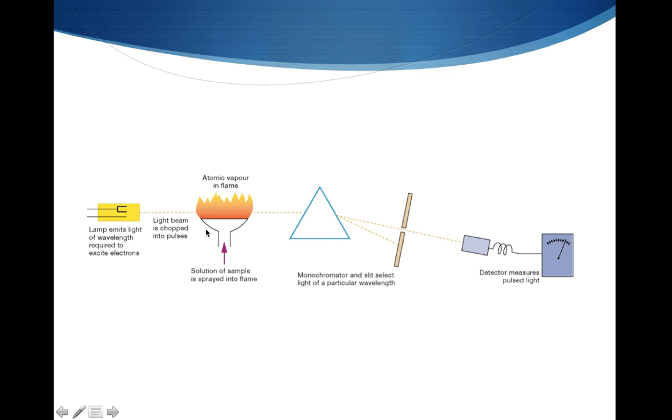We give out the light, we vaporize it, turn it into a gas. Okay, we go through a prism to split it up into the different wavelengths of light, and then we use this slit to just choose one of those wavelengths. And this detector measures just how much light is absorbed by each of the standards, and then just how much light is absorbed when we do the final one with our unknown substance.